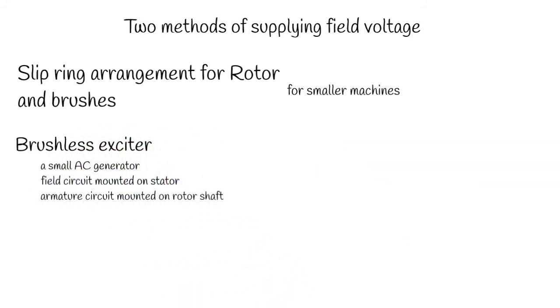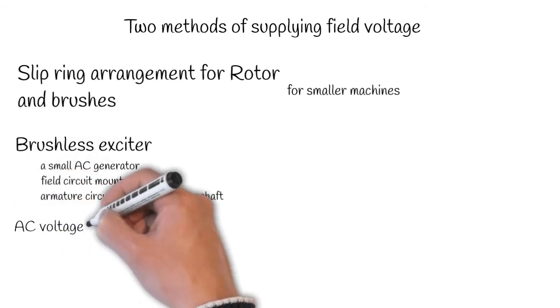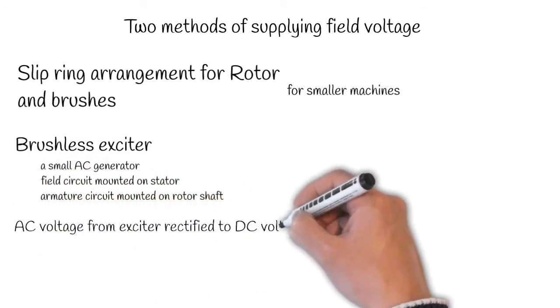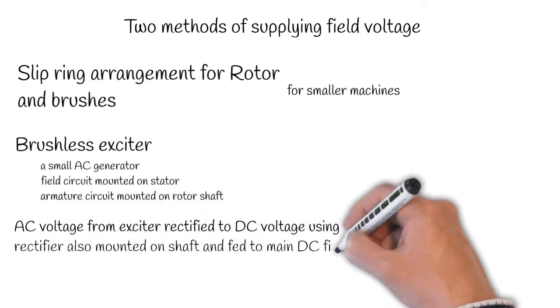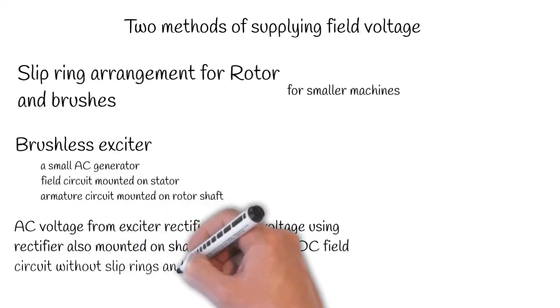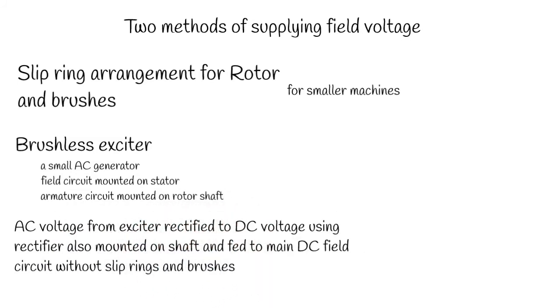It's a small AC generator whose field circuit is mounted on the stator and the armature circuit is mounted on the rotor shaft. The AC voltage from the exciter is rectified to DC voltage using a rectifier, which is also mounted on the shaft, and this DC voltage will then be fed to the main DC field circuit. Using the rectifier arrangement, we can control the DC voltage output fed to the main field windings without the use of slip rings and brushes.